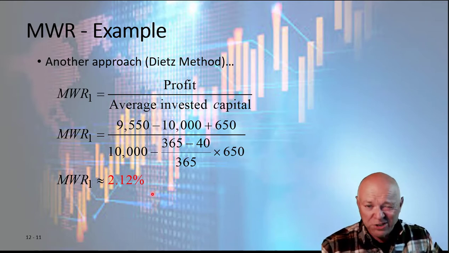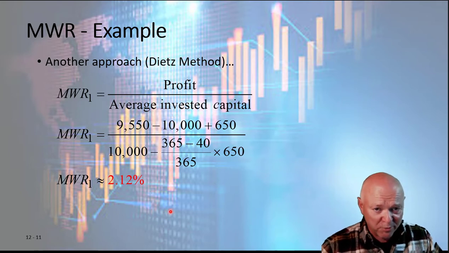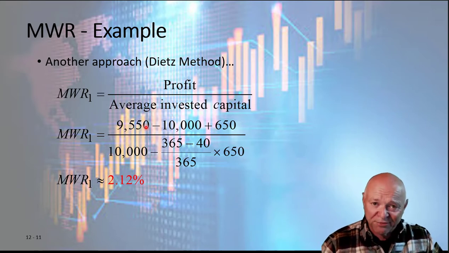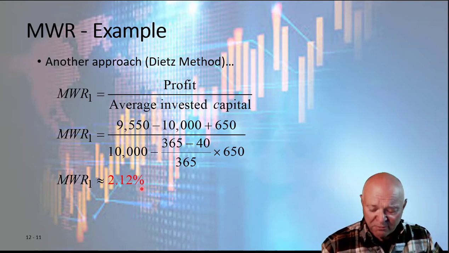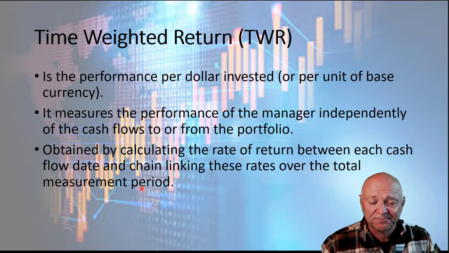Now, one of the issues with this is that it doesn't take into account the timing of the cash flows. Remember that $650 was withdrawn 40 days into the period, and the 9,550 was at the end. So the very important difference in timing might distort that number. But this is the simple Dietz method. The modified Dietz method is an alternative method that is used, which we don't particularly cover in this course.